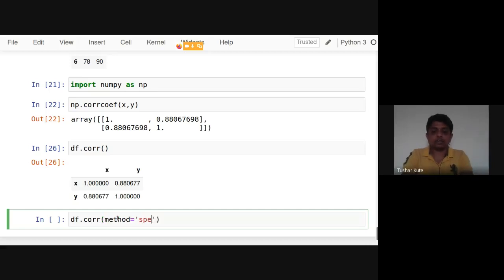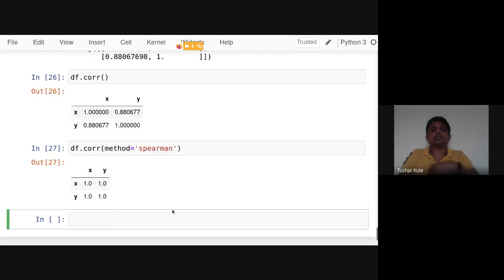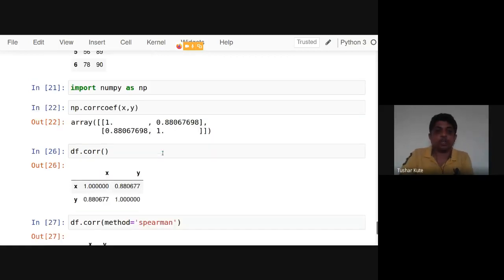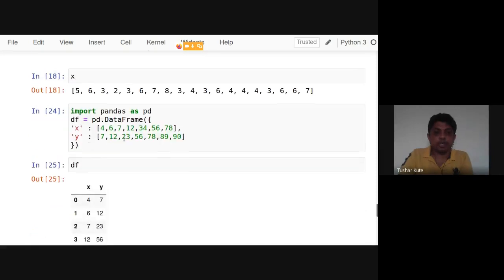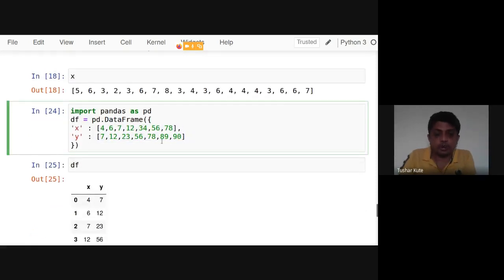So we just have to mention the method name here. 100% means perfectly linear. That also we have seen. Only the rank is considered, and rank is working accordingly. So Spearman correlation is working in this way. If you change this a bit, for example, they are perfectly in sequence. After 89, I got 90 is in sequence, but after 89, if I write 84.